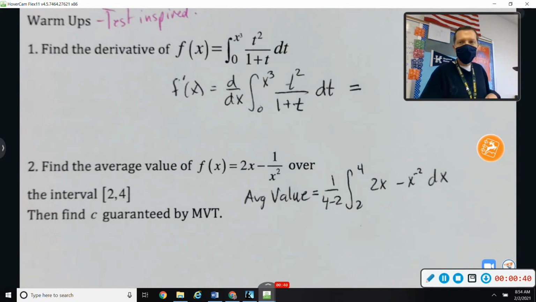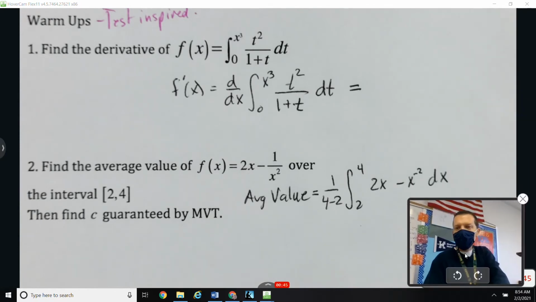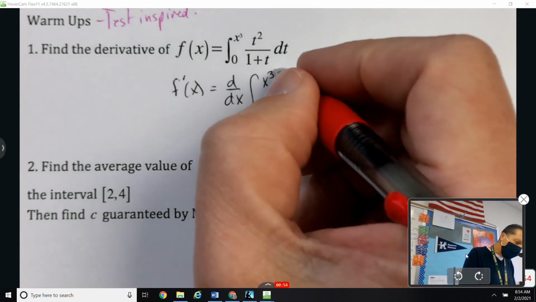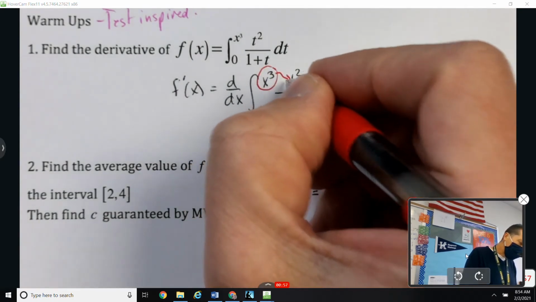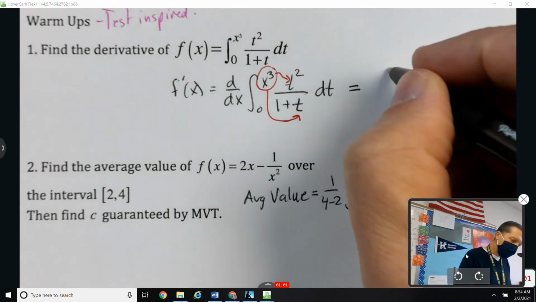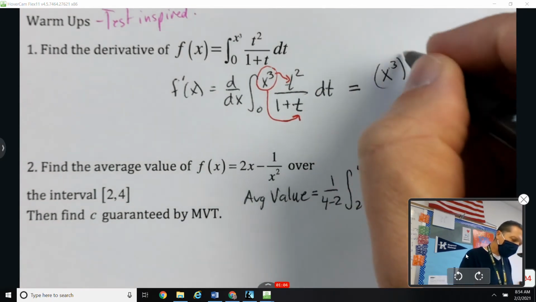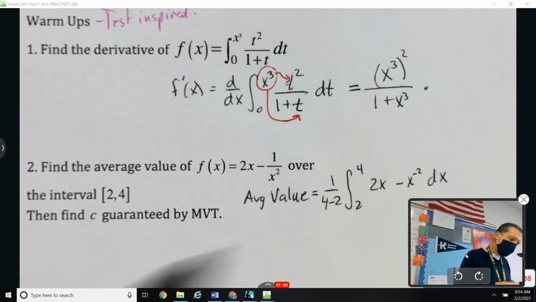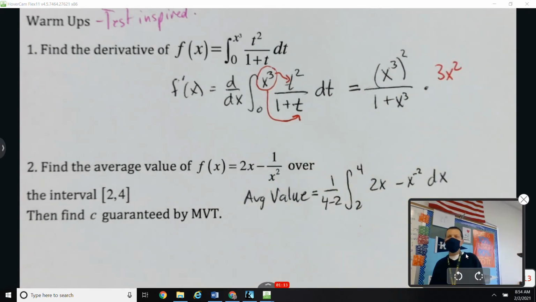Alright, so on number 1, that's the second fundamental theorem of calculus. The derivative of the integral will get you back to where you started, not the exception, but with the caution that we have to chain rule. So we'll just plug the top limit in. So x cubed squared over 1 plus x cubed times 3x squared. And you can leave it like that. Like, that's a safe stop.